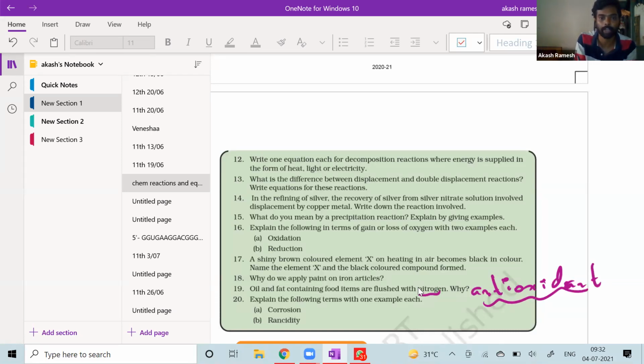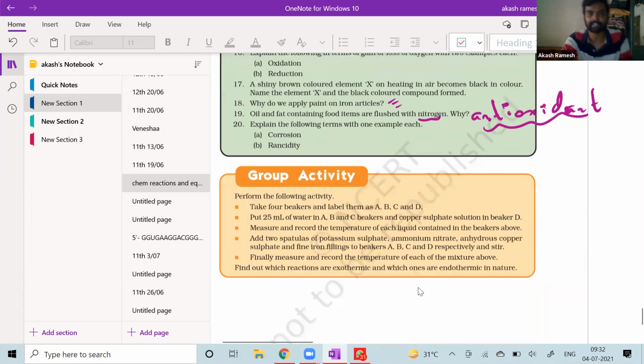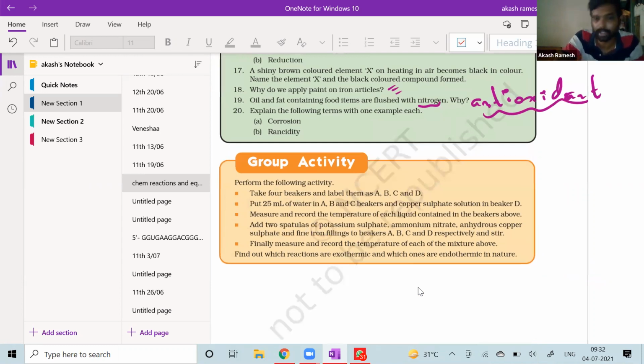And why do we apply paint on iron articles? Obviously, to prevent rusting. So like this, a lot of questions can be asked. Okay guys, I think the chapter is over. So next week we'll be starting with your acids, bases, and salts.